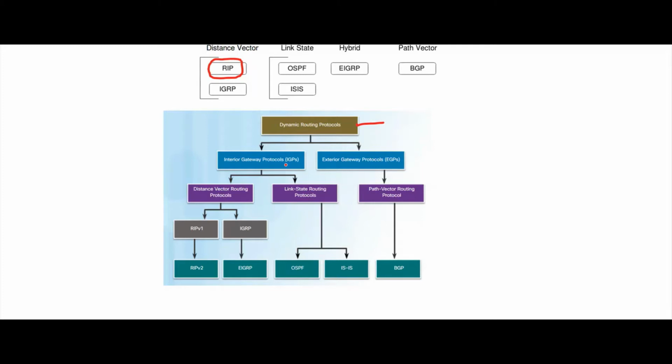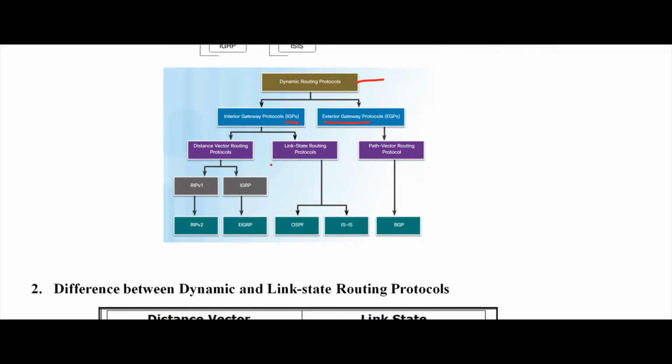The first group is called IGPs. IGP means interior gateway protocol, and EGP means exterior gateway protocol. So these are the two groups: interior gateway protocols and exterior gateway protocols. What do interior gateway protocols mean? These protocols will be used inside a group of routers.